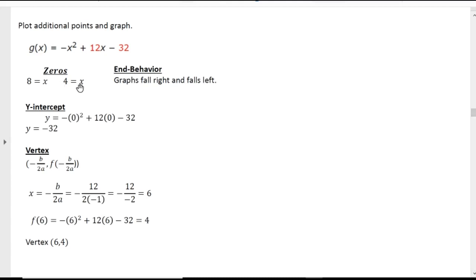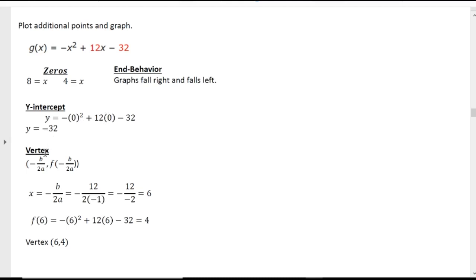So we have our zeros, we have the end behavior. We also want to find the y-intercept, which is to let x equal 0. Anywhere you see an x, we replace it with the 0, and that gives us y equals negative 32.